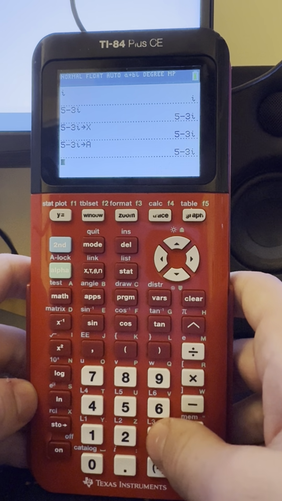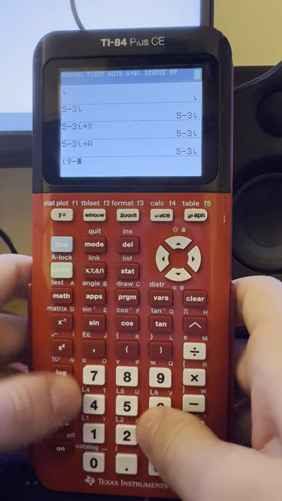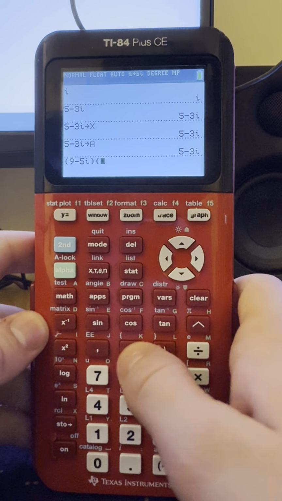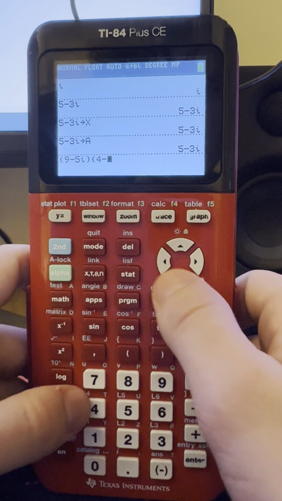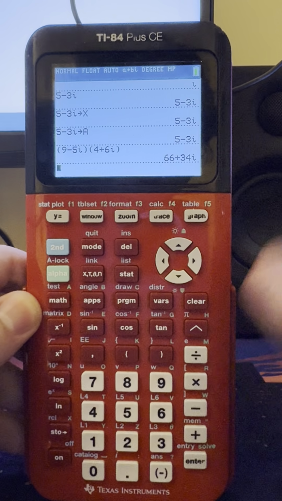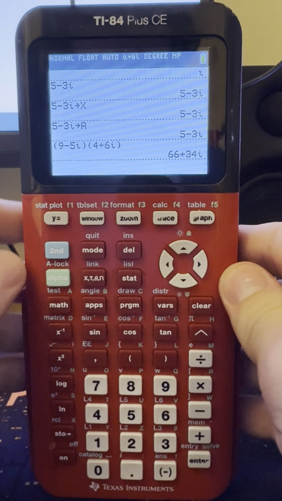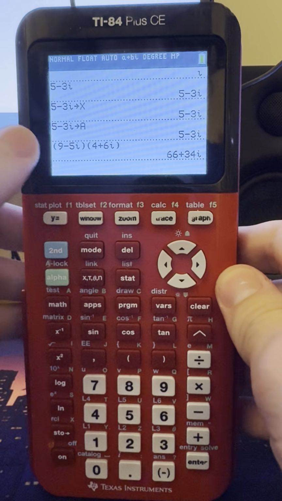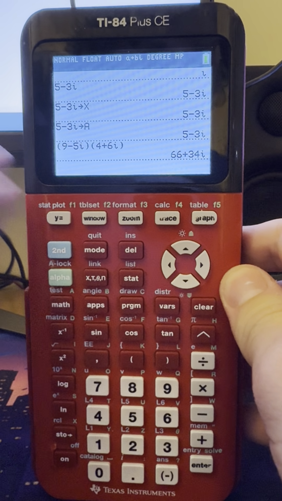And then if you want to multiply two complex numbers, you could say 9 minus 5i, make sure they're in parentheses, times 4 plus 6i, and it'll do that for you. With this you can kind of do whatever you want. It just works. It'll do all the simplification for you.